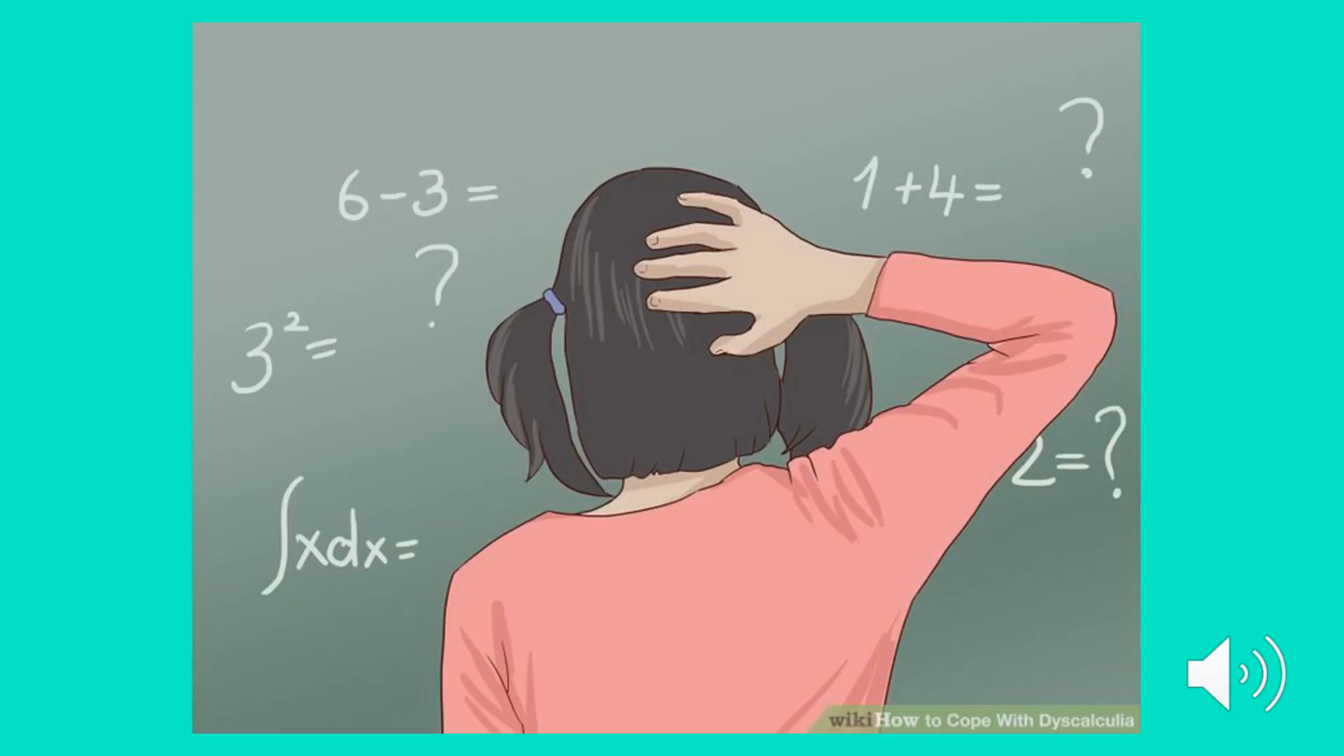Dyscalculia is a mathematical disability. A person with dyscalculia has a difficult time solving arithmetic problems as well as grasping math concepts. People with this learning disability can have visual spatial difficulties and language processing difficulties. This means they have trouble processing and understanding what they hear.